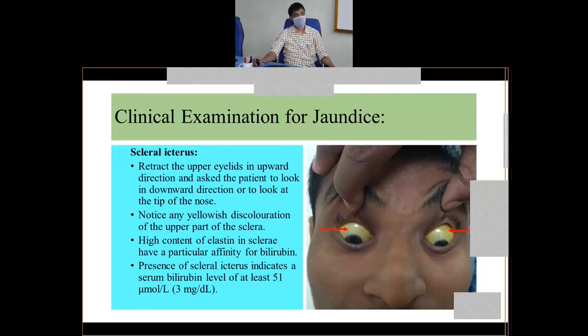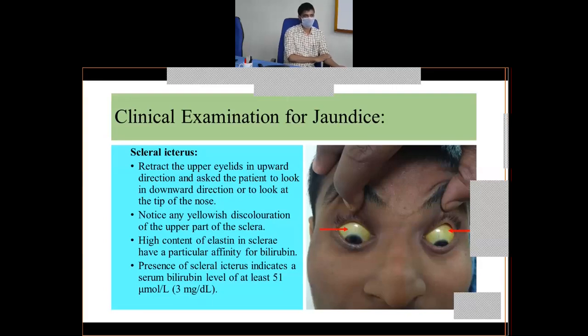For examination of scleral icterus, you have to retract the upper eyelid in the upward direction and ask the patient to look in the downward direction, or to look at the tip of the nose. That will bring the cornea downward, and as you can see from the picture, you will have better access to the upper part of the sclera. The lower exposed part of the sclera usually becomes dirty, and you will have a wrong impression of yellowish discoloration of the sclera. So that is how we examine a patient for scleral icterus.